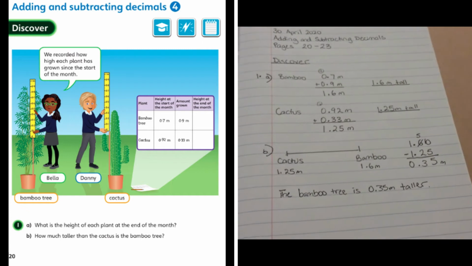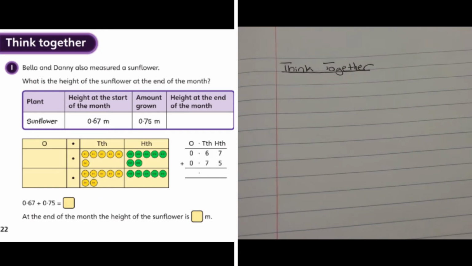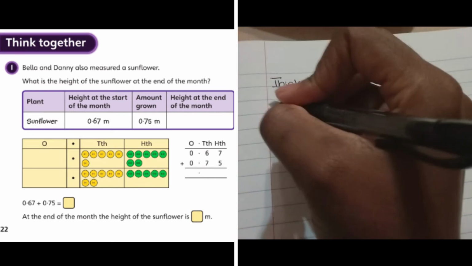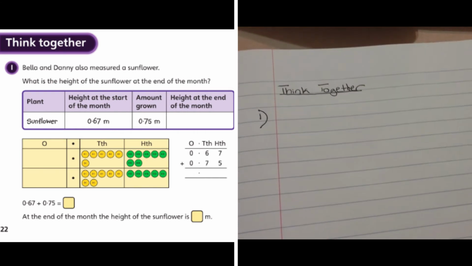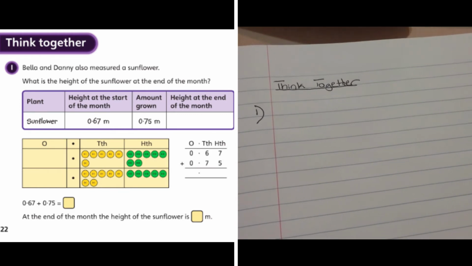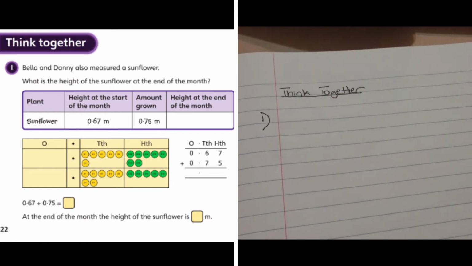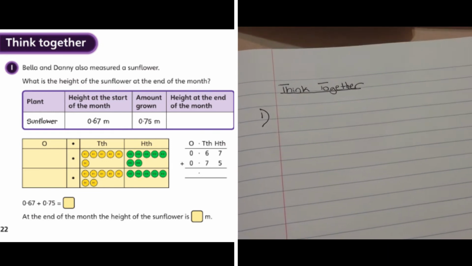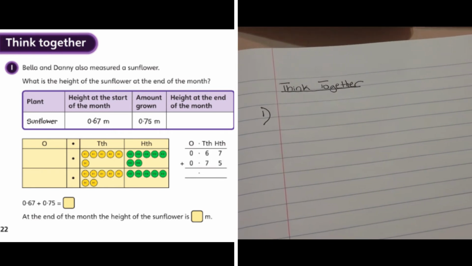Let's move on to the think and share portion. I called it think and share, but it's called think together. I should know better by now. Okay, for think together, I'm starting with a new question, question 1. It says, Bella and Danny also measured a sunflower. What is the height of the sunflower at the end of the month? So this is a similar problem. It's showing me the height at the start of the month and how much it's grown, and then it wants me to calculate how tall it is at the end. It's even shown me with a place value chart and some counters that I can add these up.